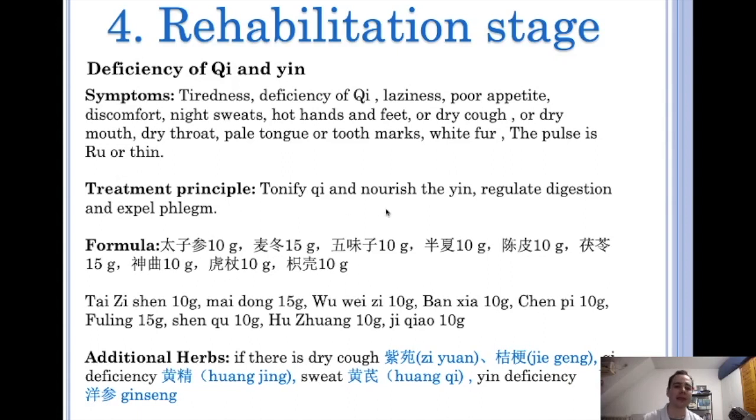So the principle is the same again: we're going to tonify the qi, nourish the yin, and regulate digestion. Remember that this pathogen goes together with the spleen, so we also want to regulate the digestion, okay. And we are going to resolve phlegm, because even with the deficiency of qi and yin, the patient still has some dampness inside. So in these kinds of cases, we are going to use herbs first to tonify the spleen.